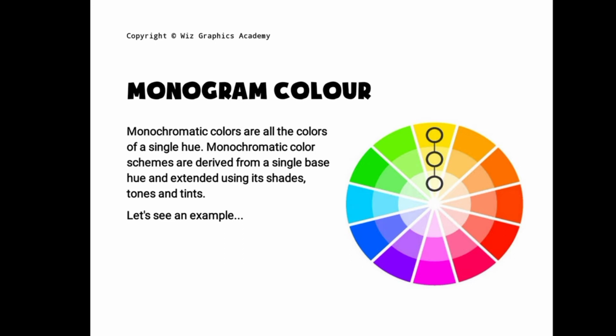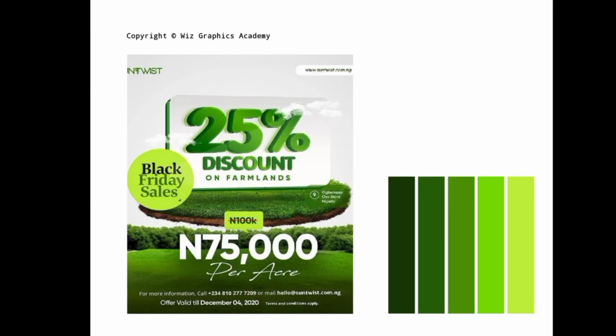So let's see an example here. This is an example of that type of color scheme, whereby if you observe this design very well, you're going to see that it uses one particular color but in different shades.